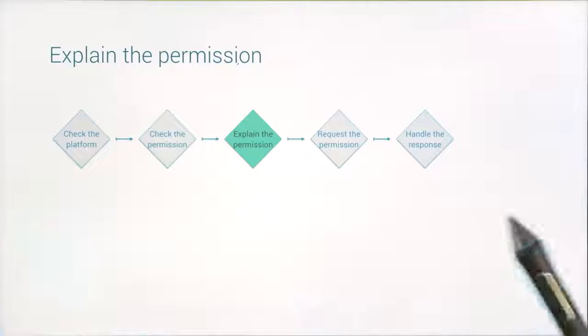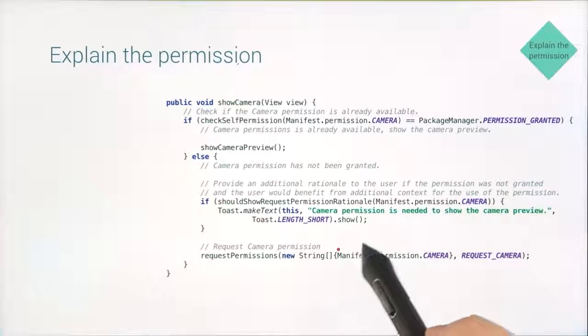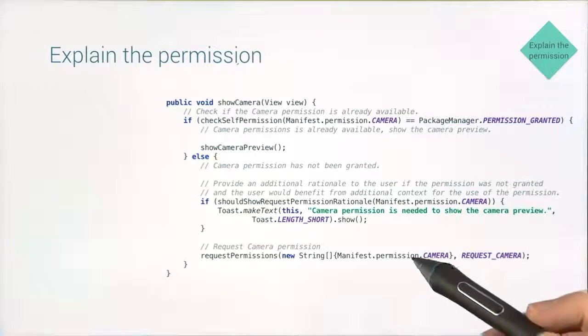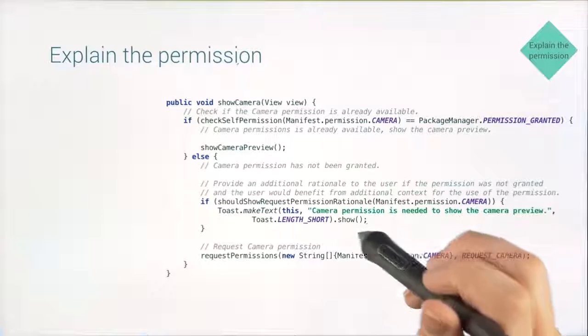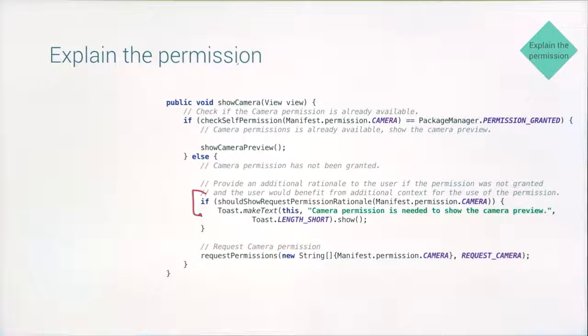So moving on in our flow, if you don't already have permission, you can take a moment to explain why that permission is necessary. Paint your user a clear picture of how great this feature will be if they grant you access to that resource. To help you do this, there is the should show request permission rationale method. This will help you figure out whether you have some splaining to do.